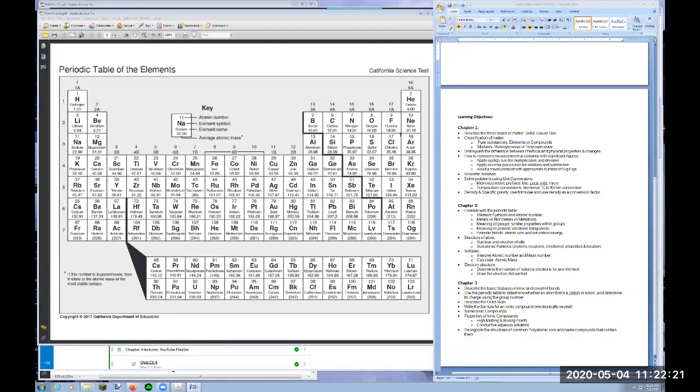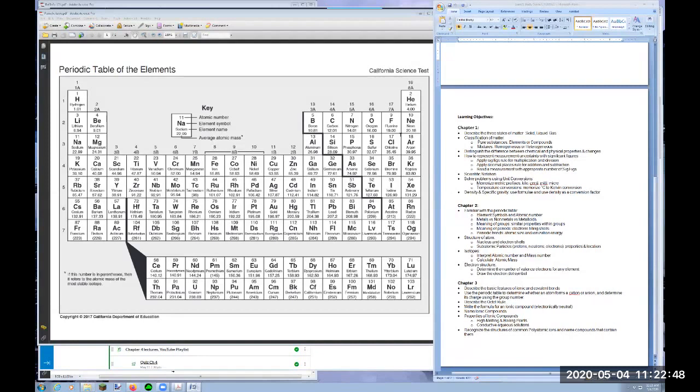Homogeneous means it looks like one substance. When you look at it, you cannot tell there is more than one substance. But if you're told that there is more than one substance, then you would classify that as a homogeneous mixture. Heterogeneous means you can distinguish the different parts in that mixture. You can definitely tell there is more than one substance.